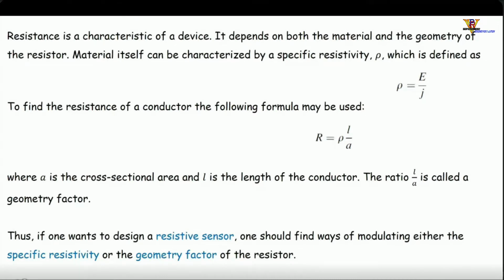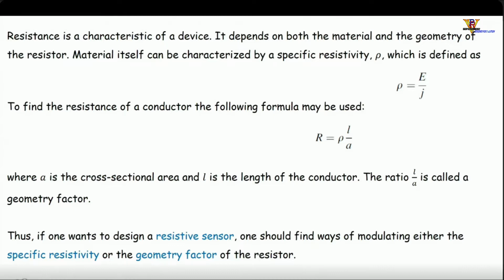Okay. So to find the resistance R, we can take the help of these two expressions, and it can be expressed as rho times L by A, where L is the length of the element, A is its cross-sectional area, and rho is the specific resistivity. This ratio L by A is called the geometry factor.